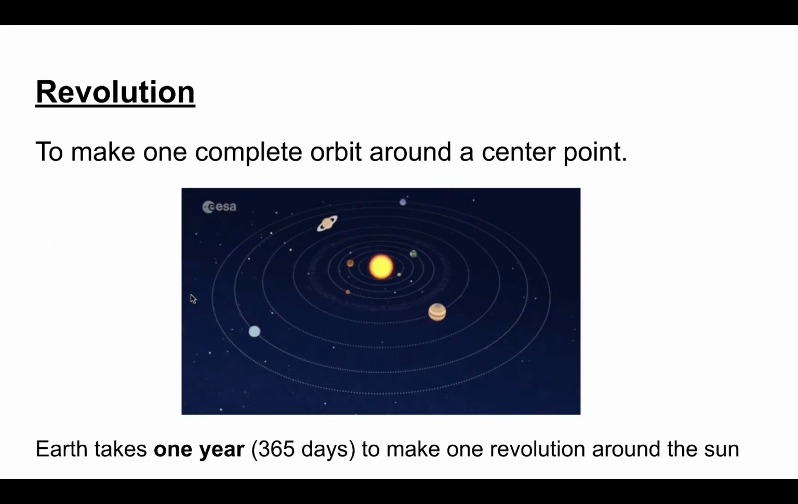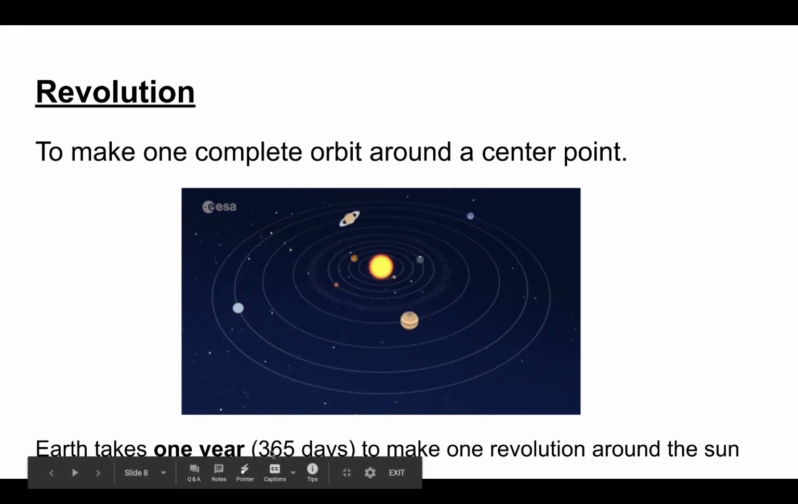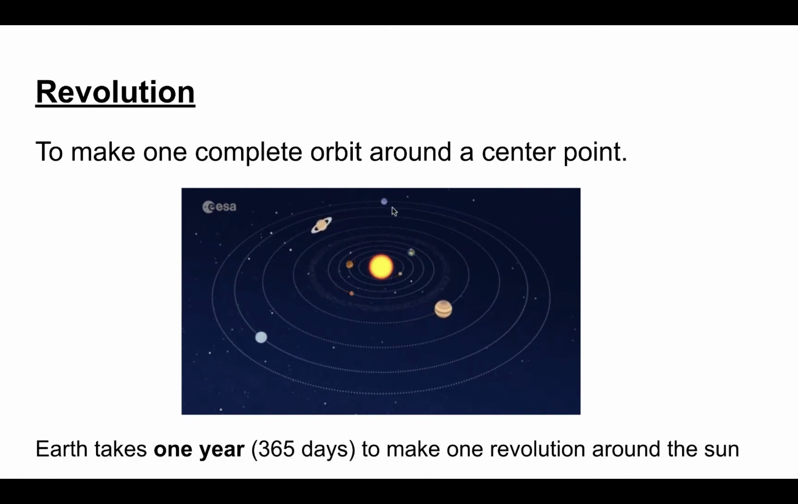Okay. Next word is revolution. We said rotation is to spin around an axis like a top, but revolution is to make one complete orbit around a center point. When we're talking about planets, the planets make their revolutions around the center of the solar system, which is the sun. Earth, for example, takes 1 year, which is 365 days, to make one revolution around the sun. So to revolve is to go around an orbit.